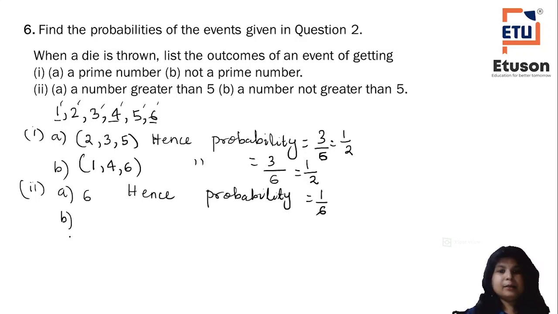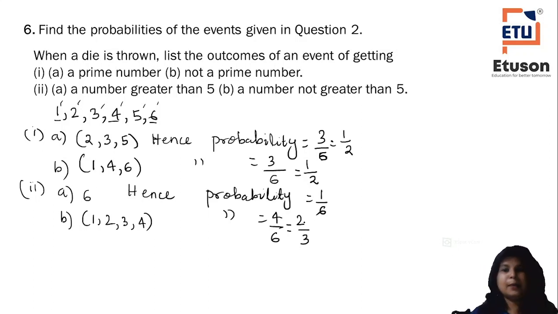A number not greater than 5. So a number not greater than 5 means you have 1, 2, 3 and 4. So 4 occurrences. Hence, the probability will be 4 divided by 6. Bring it to the minimum form. So that is equal to 2 by 3. Hope you have understood. So always remember, the denominator will be the total number of outcomes and the numerator will be the total number of occurrences of that event.